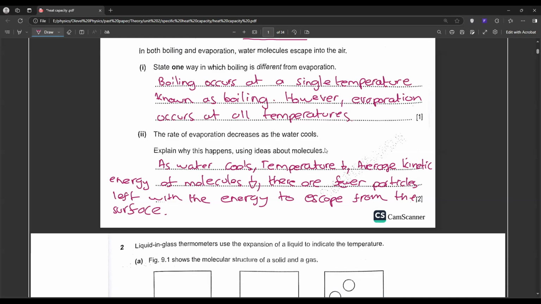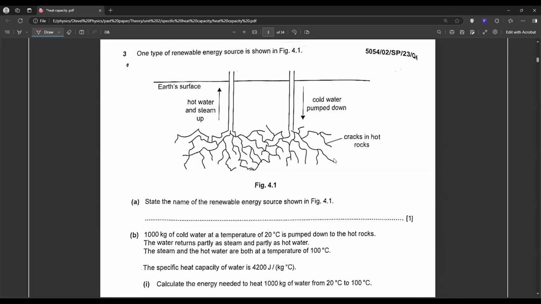Let's move on to the next question. One type of renewable energy source is shown in figure 4.1. This is the hot steam up, this is the earth surface, this is the cold steam down. State the name of the type of renewable energy source shown in figure 4.1. This is geothermal energy. Let's further move ahead.